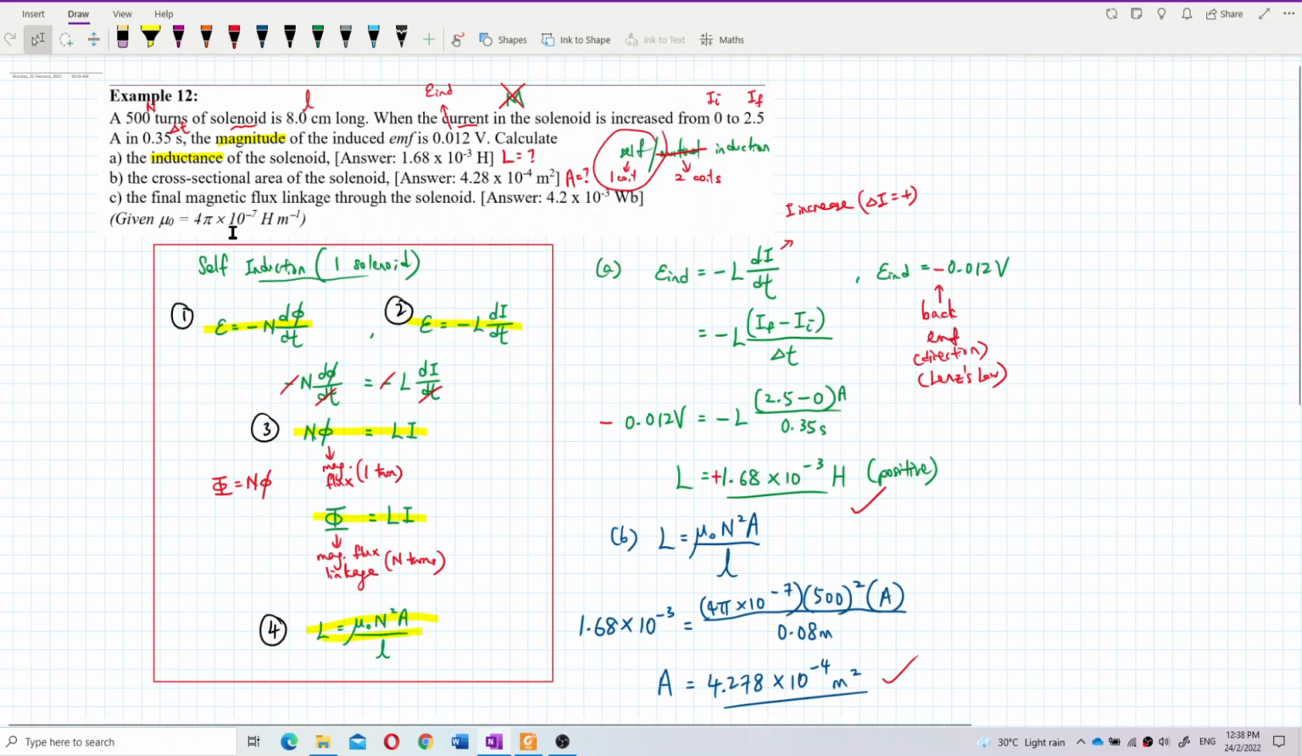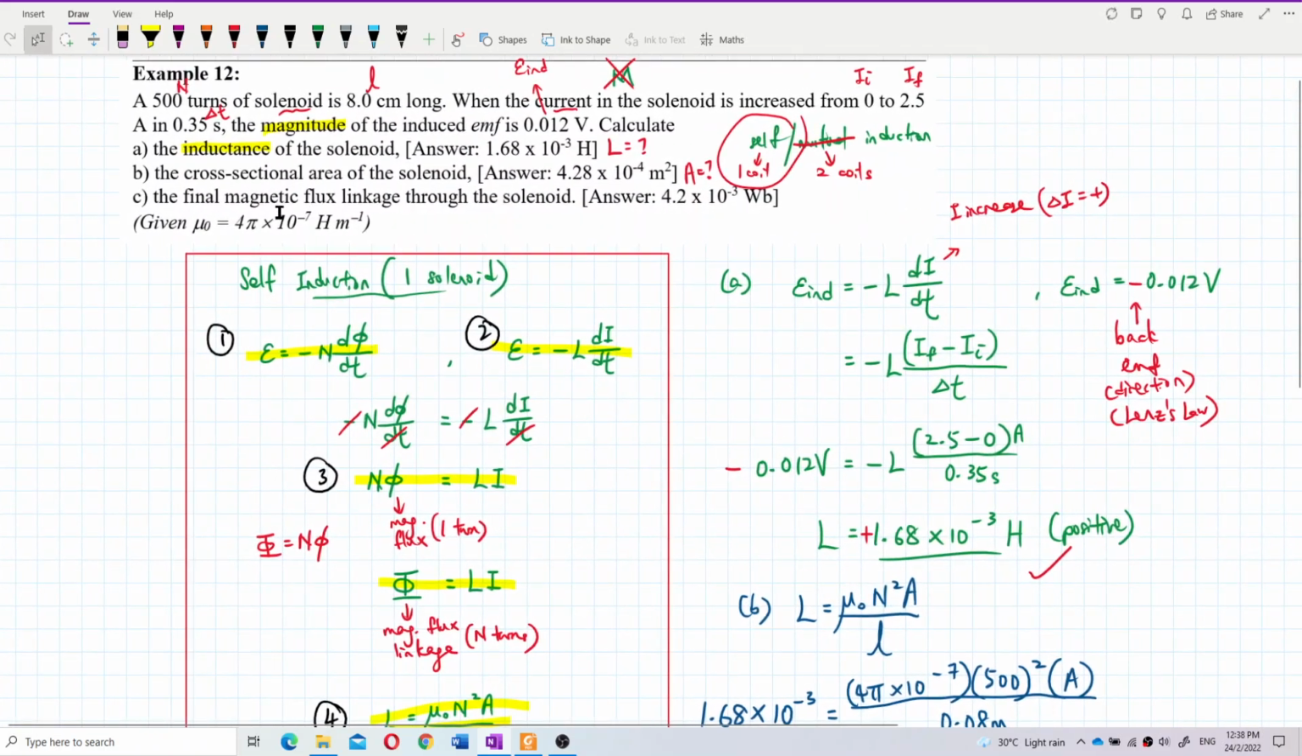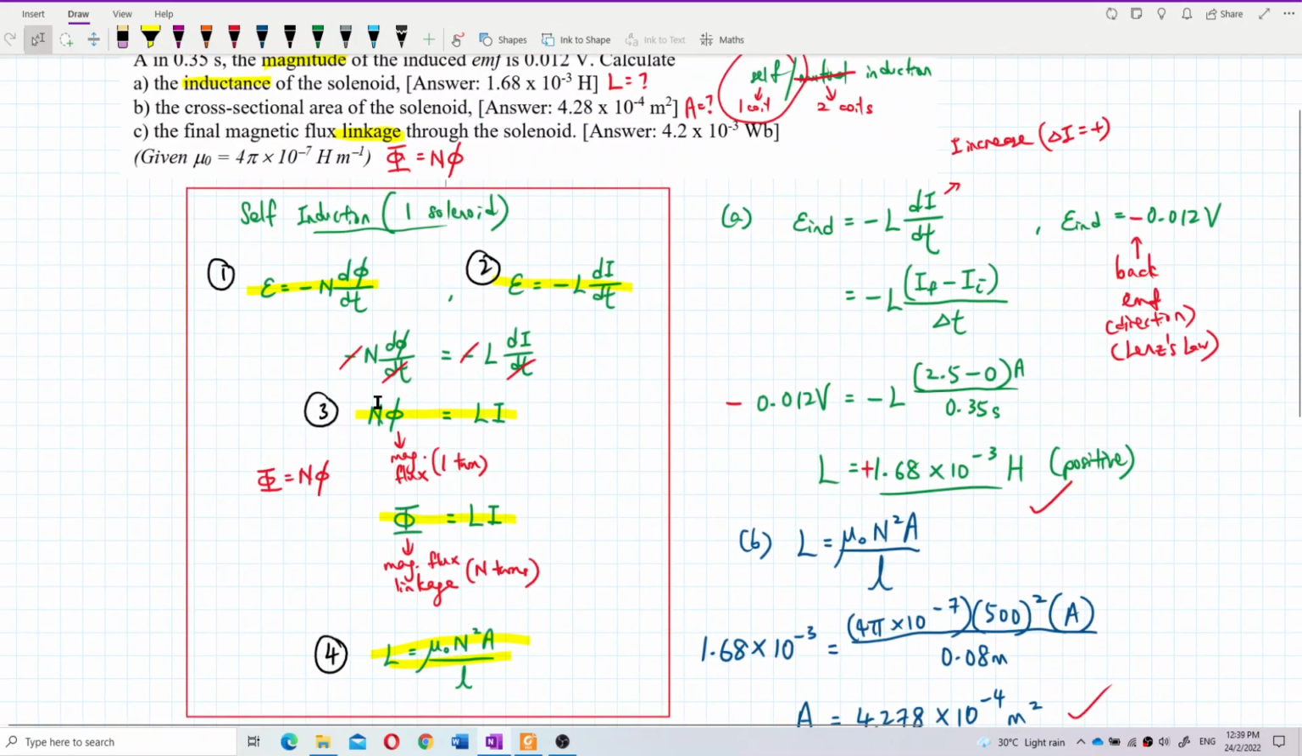Now, finally, what's the final magnetic flux linkage? Linkage means the capital phi, which is number of turns multiplied by small phi. Small phi is the magnetic flux for one area. Linkage is many areas, many turns. So how to find it? Use the third formula: magnetic flux linkage equal to Li.